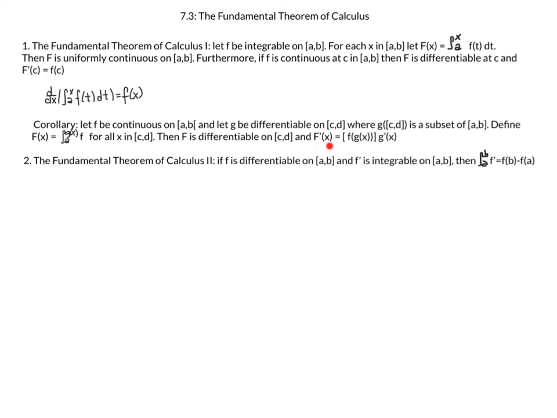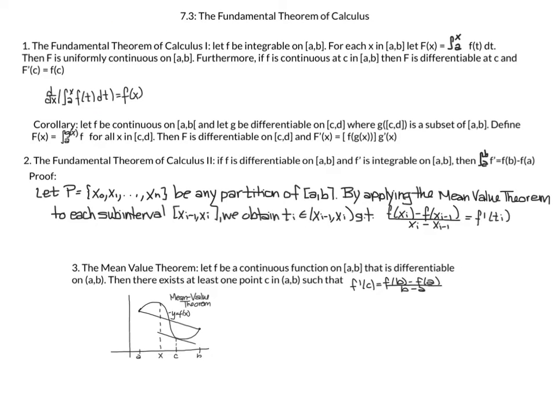If f is differentiable on the closed interval [a, b] and f prime is integrable on [a, b], then the integral from a to b of f prime is equal to f of b minus f of a. I am sure you know how to use it, but let's look at the proof, which is much shorter than the other proof for part 1.